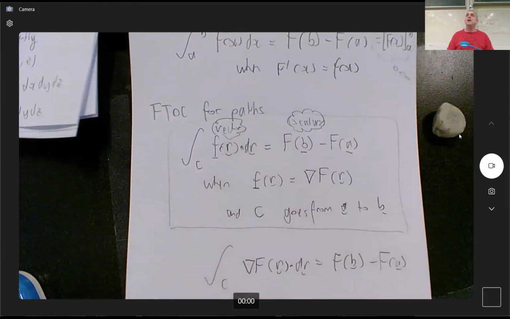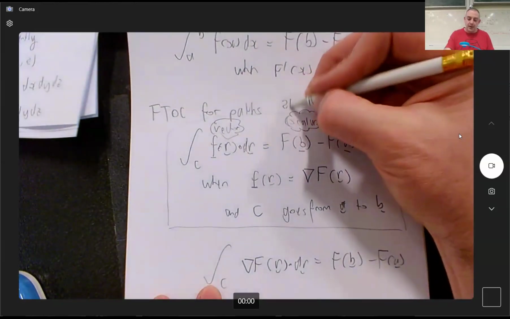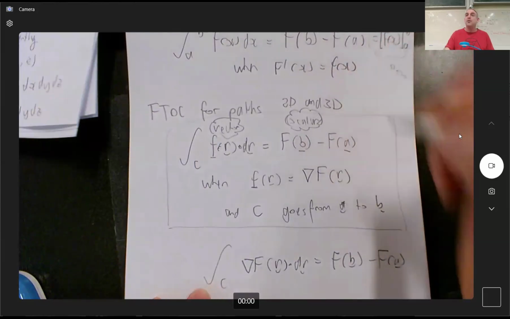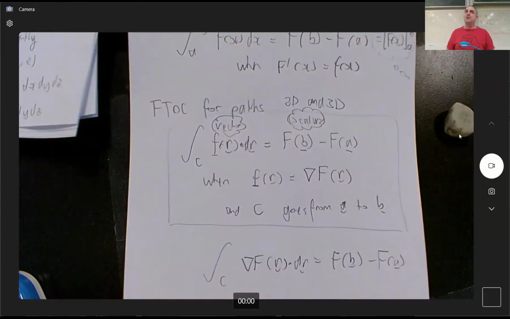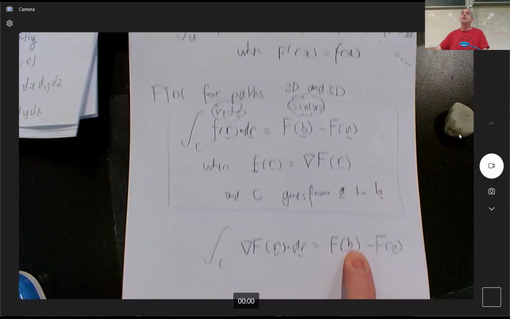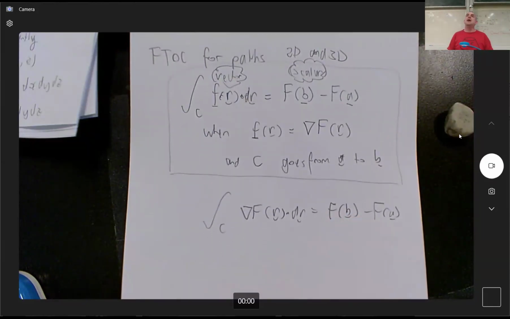But for some reason, this works for me better. And this works both in 2D and in 3D, and presumably in 4D and 5D and however many dimensions you want. Does anyone have a question about this? Or a comment? It's the same as ordinary integrals.